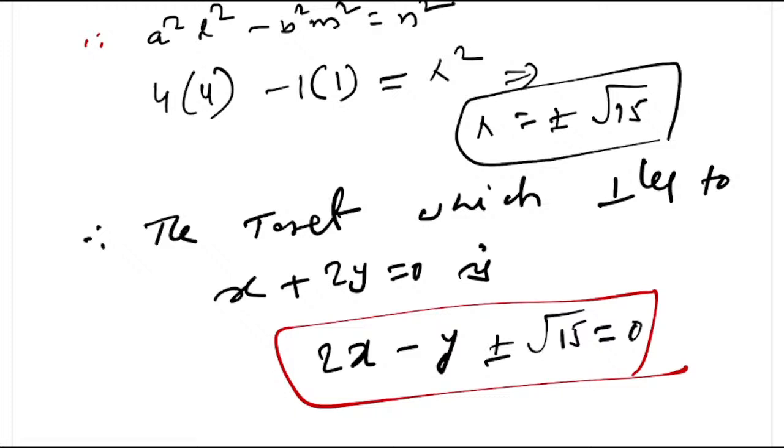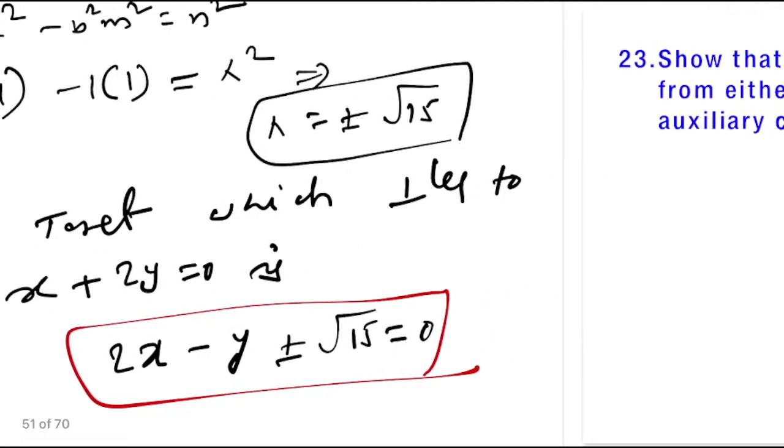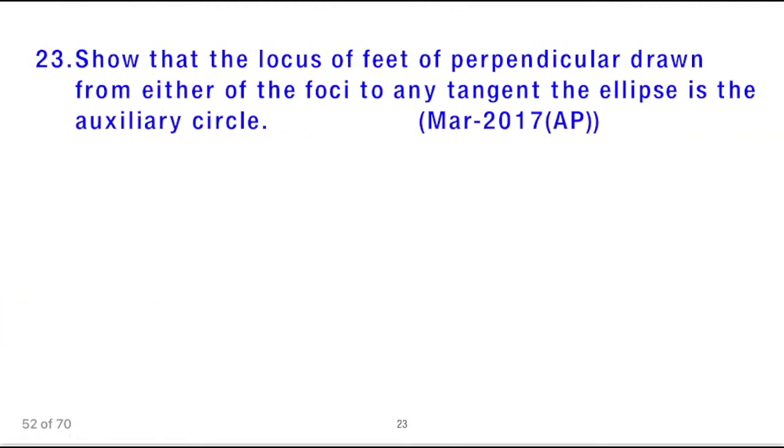The next question is: show that the locus of the perpendicular drawn from either of the foci to any tangent of the ellipse is the auxiliary circle. Super question. Read it very carefully and try to understand it.